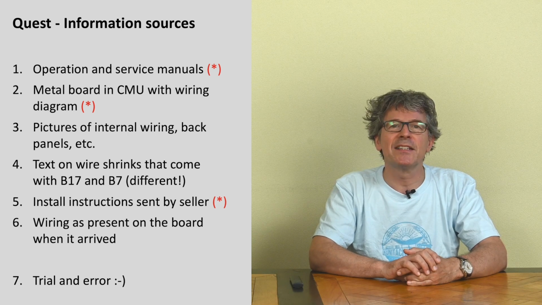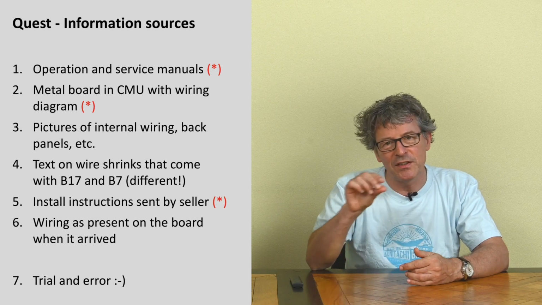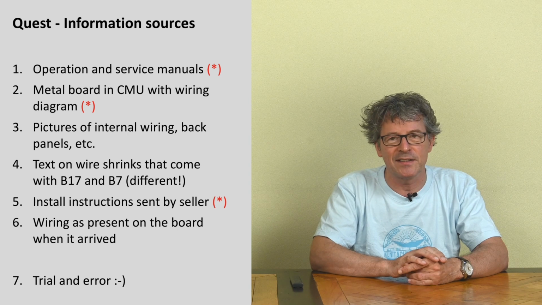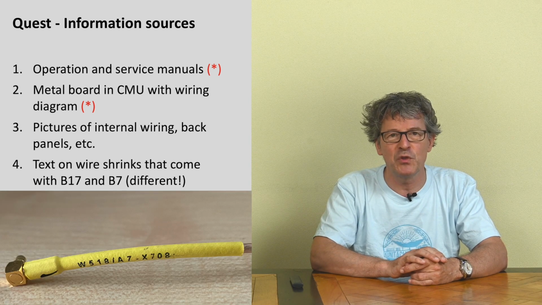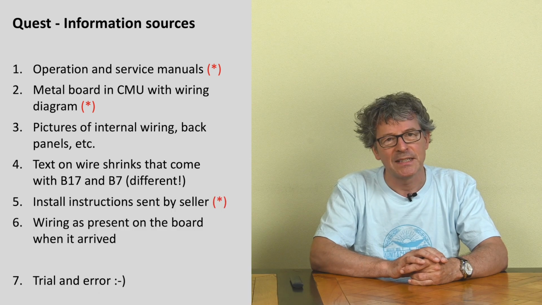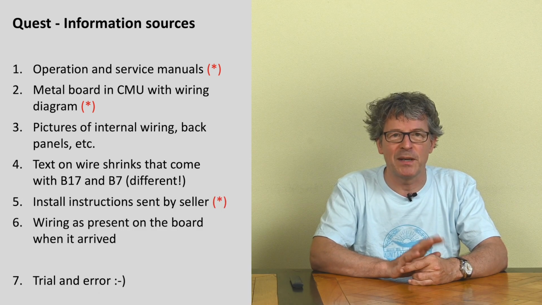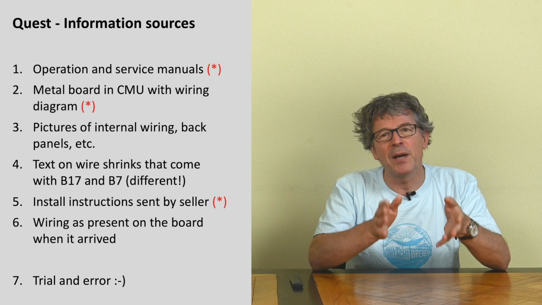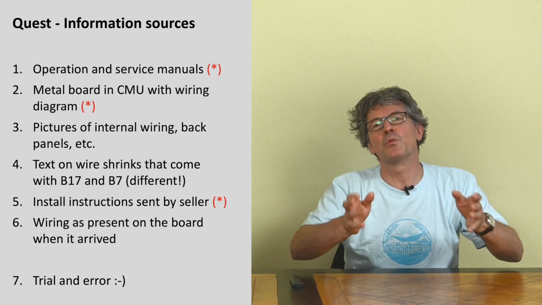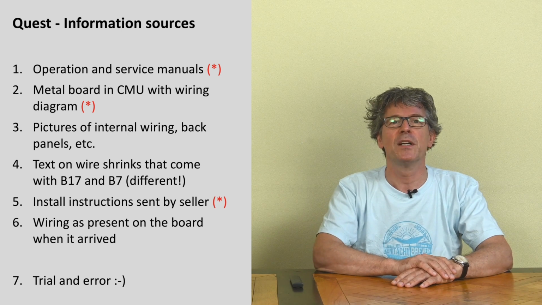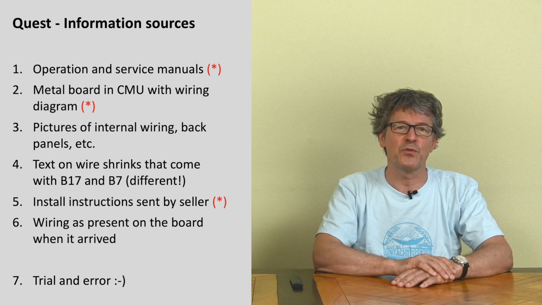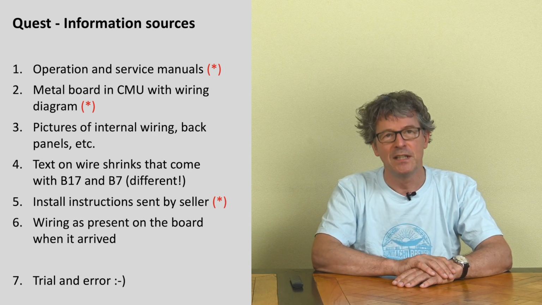I've been looking at the little text that is written on the sleeving on the wires that come with the different units, and it's different for different units. That gives you kind of a clue. I also was looking at the install instructions by the seller and the wiring of the board as it arrived, because my board arrived with the wiring still kind of intact, it seemed, and that also gave me some clues. And I did quite a lot of trial and error here.